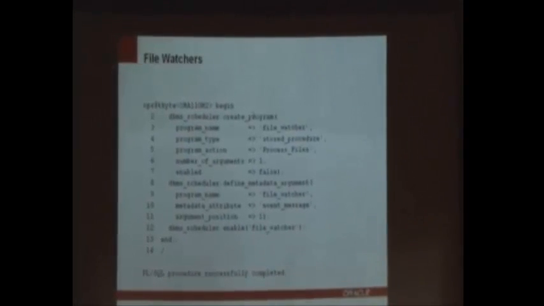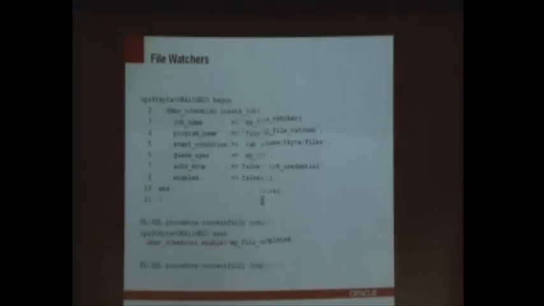And so you're always going to do something similar to this, create a program, define the metadata, the parameters for that program. Then you're going to create the file watcher. I give it a name. I tell it what directory to look in, and I tell it what files to look for. In this case, I'm interested in every single file that comes there. I'd like you to use these credentials when processing with the operating system. Don't use the Oracle account. And the job's not enabled right now. Haven't started it yet.